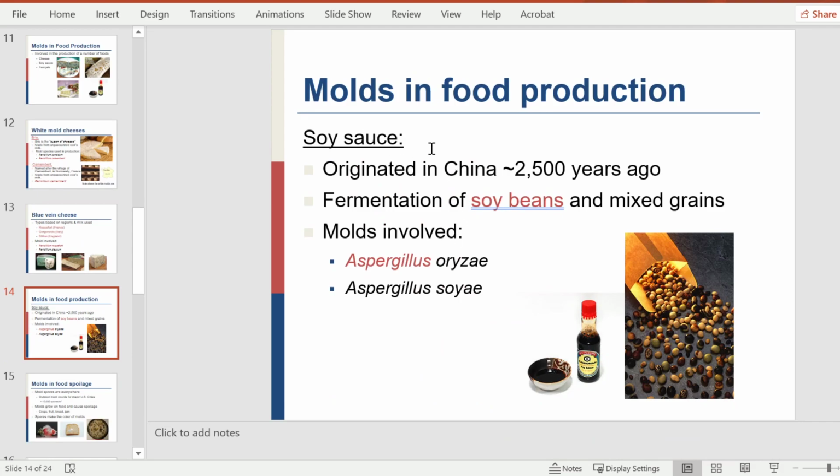Then we also have soy sauce, which originated in China approximately 2,500 years ago. So the fermentation of soybeans and mixed grains is going to produce this liquid with the assistance of Aspergillus oryzae and Aspergillus soyae.